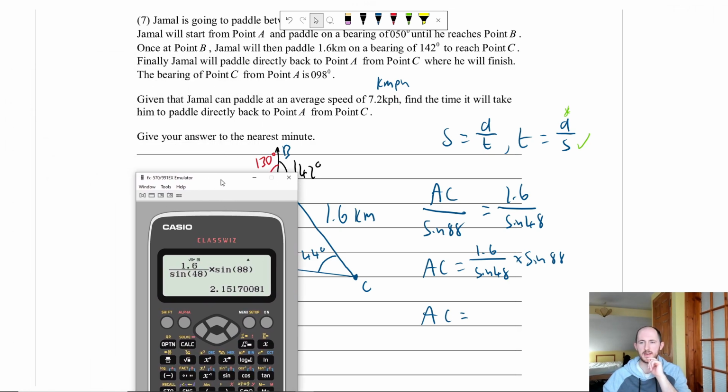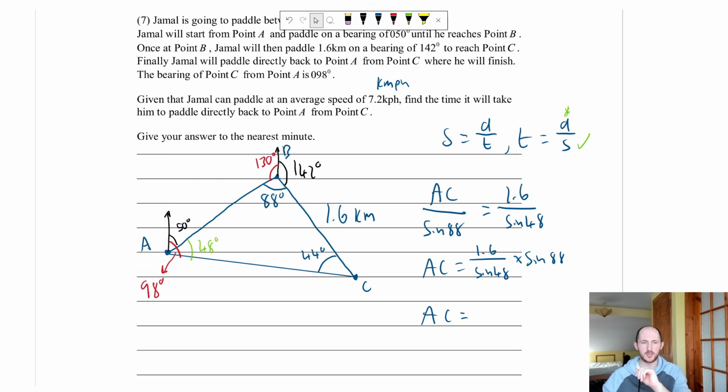It says answer to the nearest minute. Okay, we're going to round it to 2.15, keep it to 3 SF until the very end. 2.15 kilometers. And again, just to fill that in, that's this distance here. So the last distance, technically you can use cosine rule, you can use sine rule, you can use whatever rule you want really. This is complete freedom.